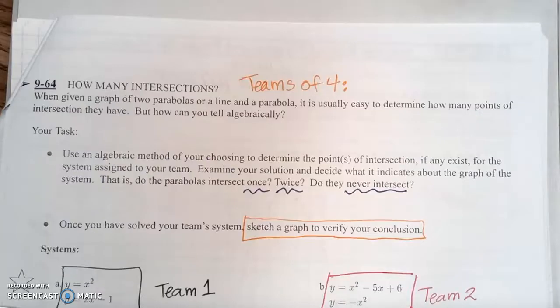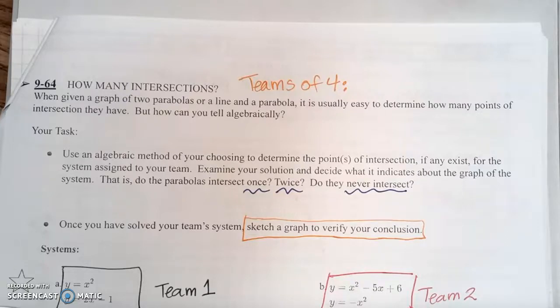64, which is titled, How Many Intersections? All right, in your teams of 4, you're going to be given a graph of two parabolas or a line and a parabola. It is usually easy to determine how many points of intersection they have. But how can you tell algebraically? So you're going to use an algebraic method of your choosing to determine the points of intersection, if any exist, for the system assigned to your team.